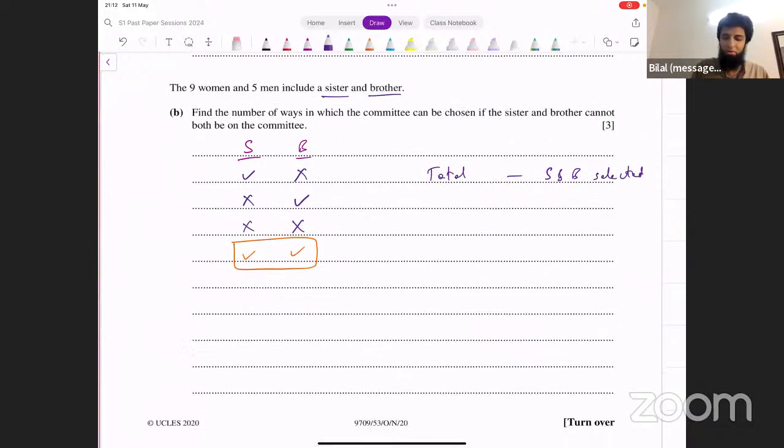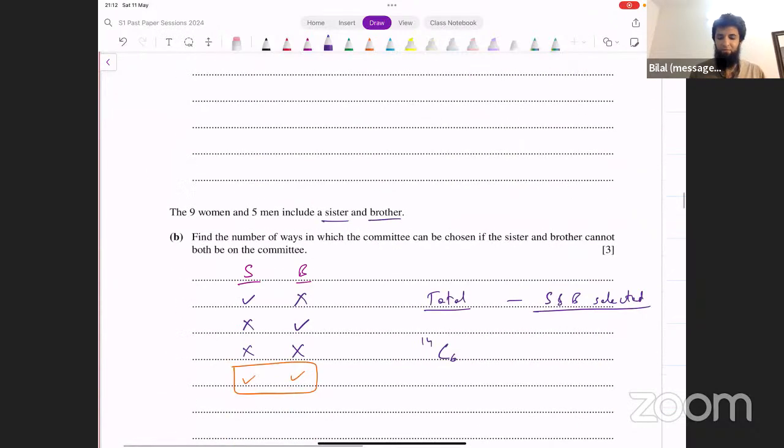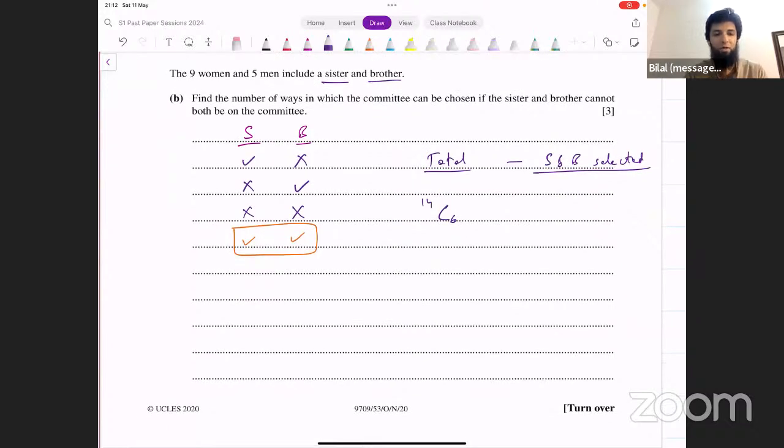So what's the total number of combinations? Out of 14 people, we have to select 6, right? 14C6. That's the total number of possible combinations where we don't have any restrictions. Now subtract from that the case when the sister and brother are both selected.